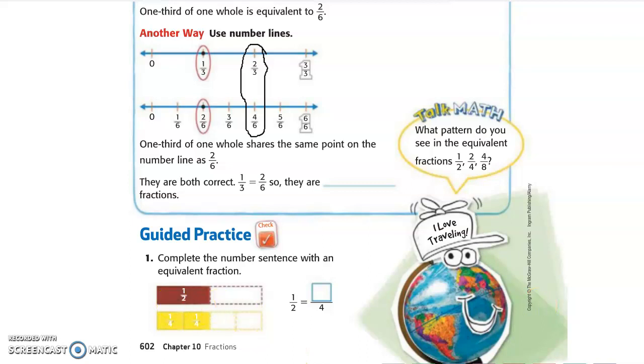Taking a look right here, 1/2 is equivalent to how many fourths? 1, 2.